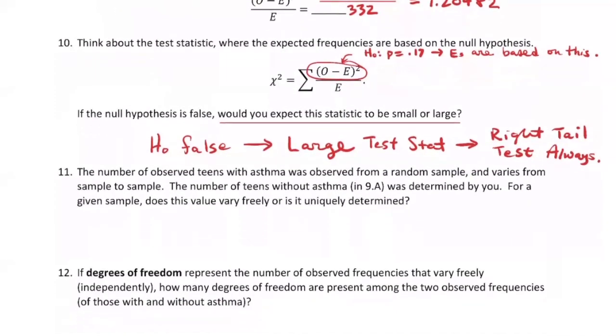All right, so that's interesting. Question 11 says the observed number of teens with asthma was observed from a random sample and varies from sample to sample. The number of teens without asthma was determined by you. For a given sample, does this value vary freely or is it uniquely determined? Let me tell you, there are two observations here, and this is a degrees of freedom question. The two observations are kids with asthma and kids without asthma. The question is, are they both random, given that you have 400 kids, or is only one of them random?